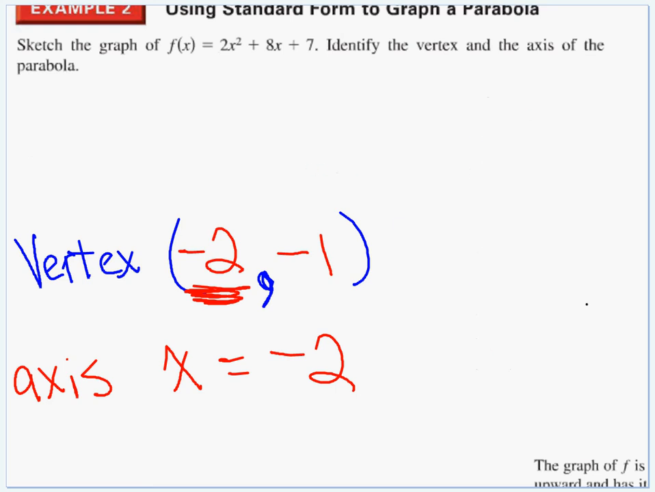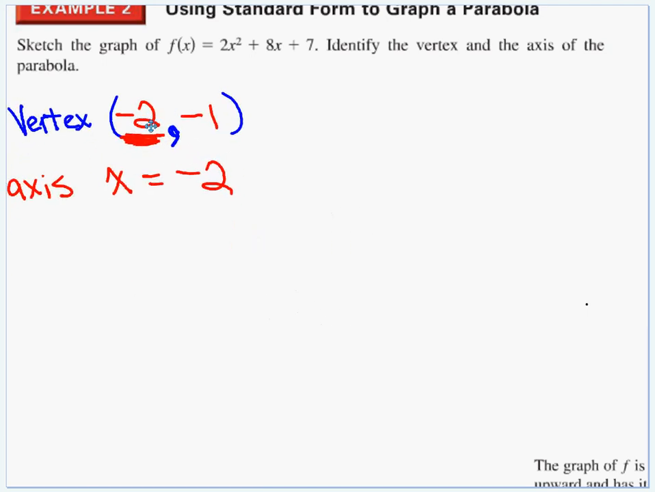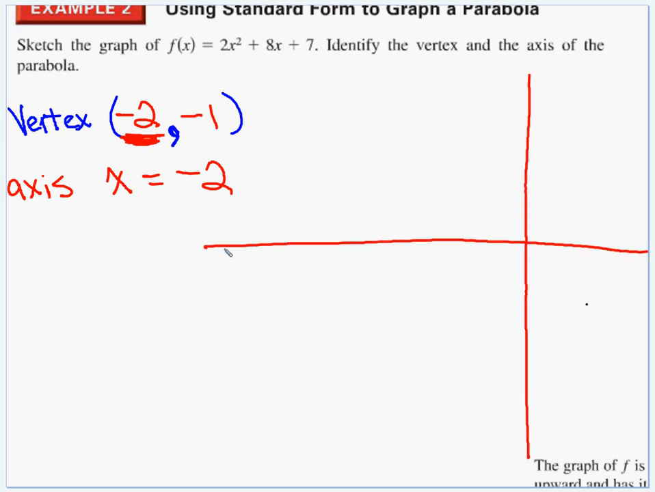I might need a little more room, and I can shrink this up. Okay, we know our vertex is negative and then negative, so that's going to be a little bit over in the third quadrant. I'll sort of do my graph like this. So vertex, negative 2, negative 1. Here's our vertex. And when we look at the original function, it is opening upward. Opening upward. I wonder if we should get a few more points for that.